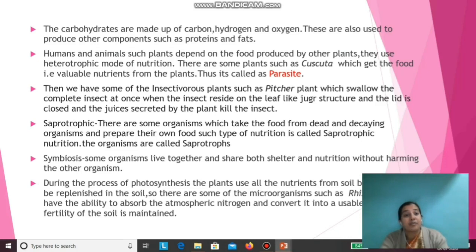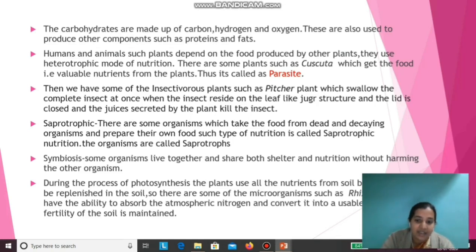Then saprophytic, you have heard the term saprophytic. There are some organisms which take food from dead and decaying organisms and prepare their own food. Such type of nutrition is called saprophytic nutrition, and the organisms are called saprotrophs. Correct? Now the best example for saprotroph is fungi. Mushroom. Yes? Now it is a rainy season. You might have seen the mushroom, right?